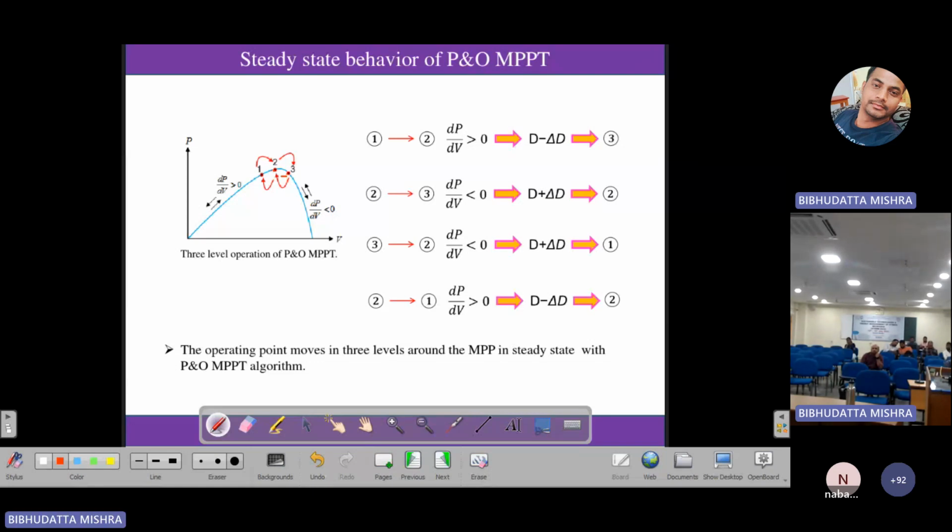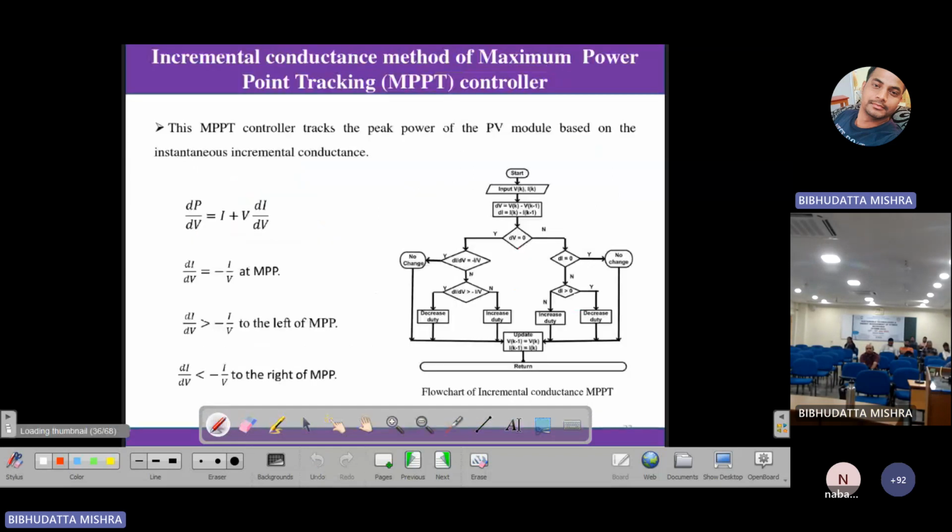So I will come back to point 2, and at point 2 what is happening? Del P is increasing and del V is decreasing. So again the same thing, again I should decrease because this is the decision. Because of that, it will again come back to 1. So almost always you will see a three-stage behavior around the steady state point. I will show you in the experimental results also that we did.